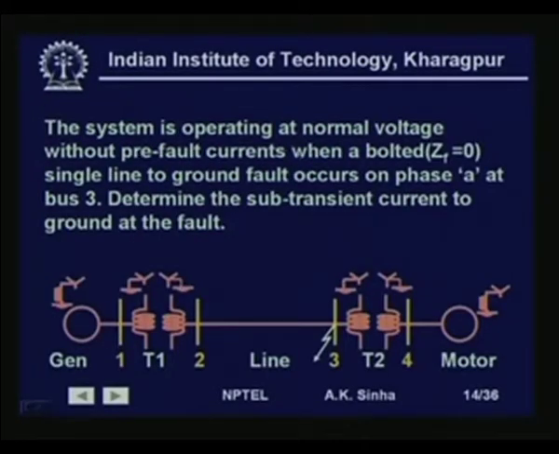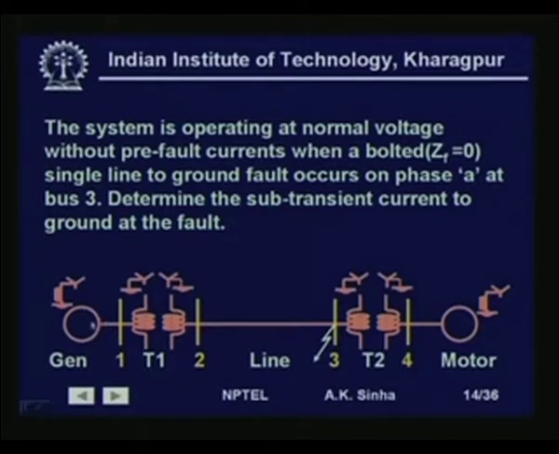The system is operating at normal voltage without pre-fault currents. That is, we are assuming the system to be unloaded before the fault. That is, pre-fault currents are assumed to be 0 and the voltages are 1 per unit. When a bolted, that is ZF equal to 0, single line to ground fault occurs on phase A at bus 3, determine the subtransient current to ground at the fault.